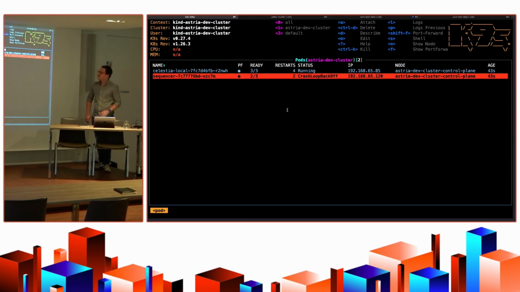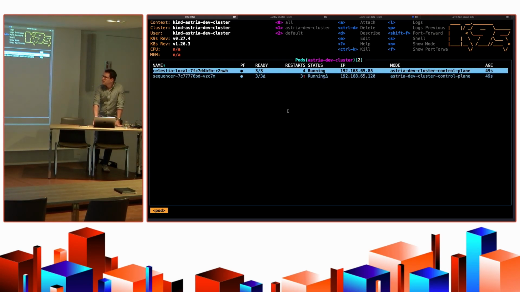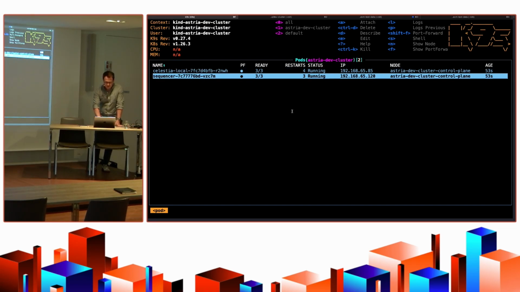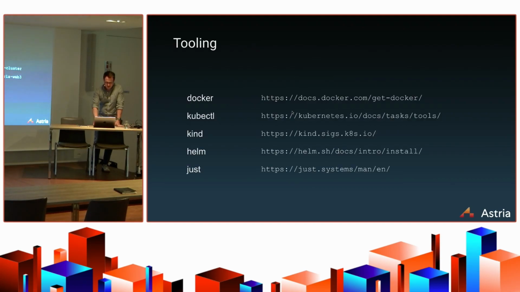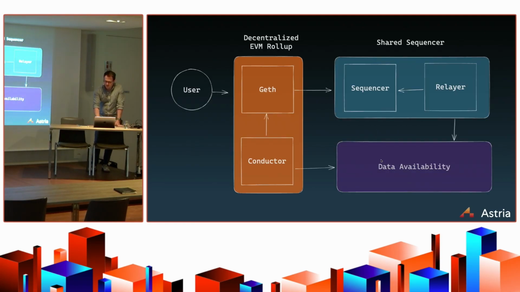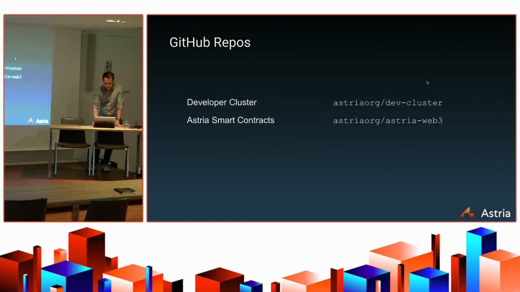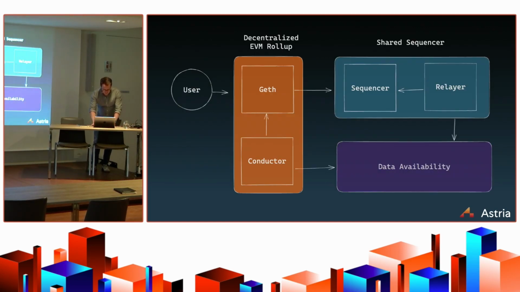There we go. Okay, so now what we've spun up, we have two things. We have a Celestia local network, and then our sequencer just came up online. If we go back and reference our slides here, I've spun up this data availability layer, which is a Celestia local network, as well as the sequencer and the relayer. These all exist in one.